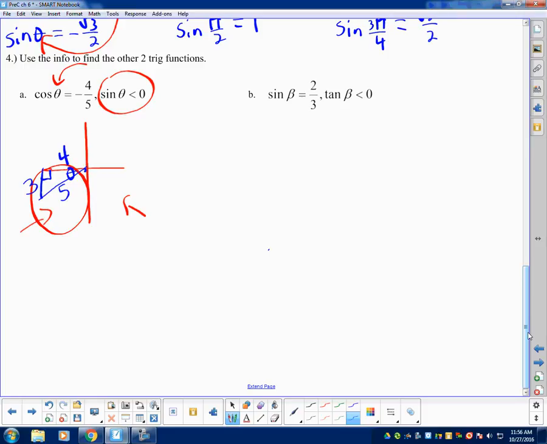6, 8, 10. Okay. 5, 12, 13 is worth memorizing, right? You'll see that quite a bit as you go through this course. And then 7, 24, 25 will show up once in a while. The multiples of 3, 4, 5 will show up quite a bit.